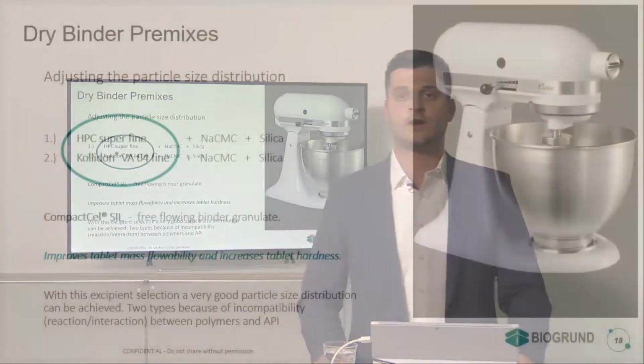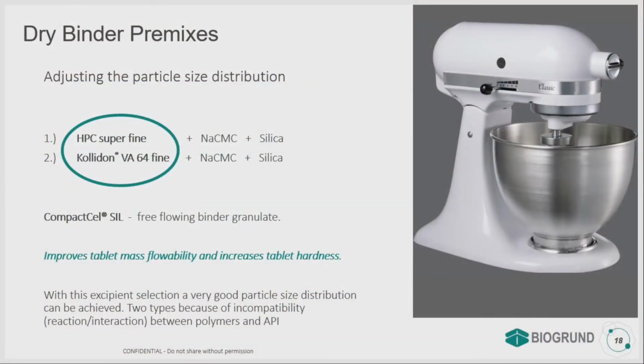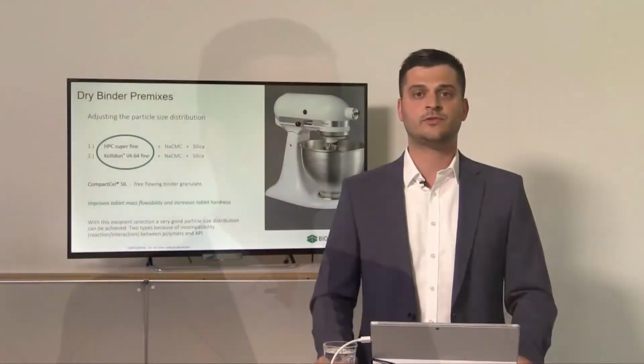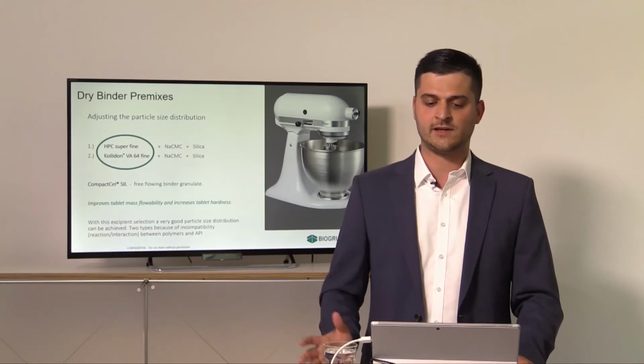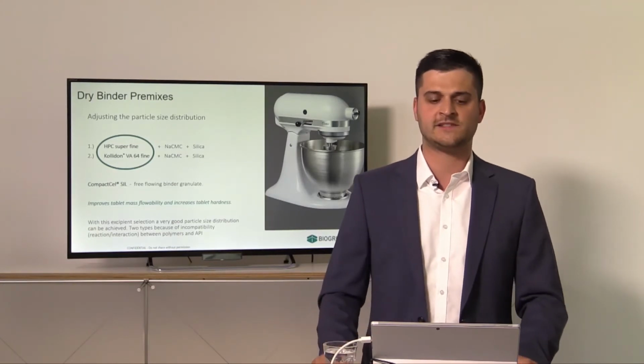For instance, Compact Cell SIL is a variable formulation according to your needs and also according to your active behavior. So it's not like a fixed trait that we have a standard and we say you need to use this formulation. We are really flexible here. And usually, we mix it out of HPC or PVP, sodium CMC, and silica.